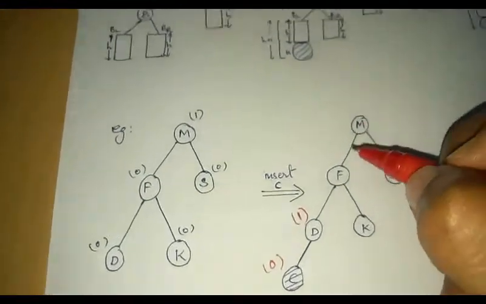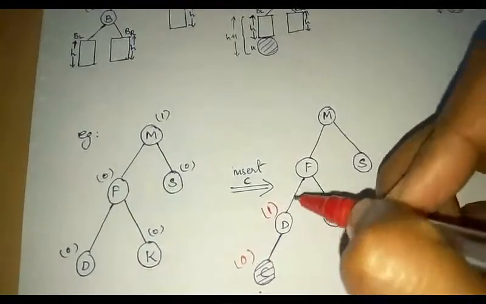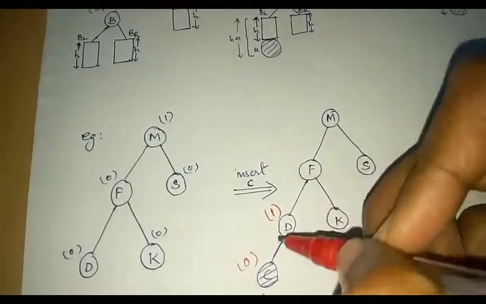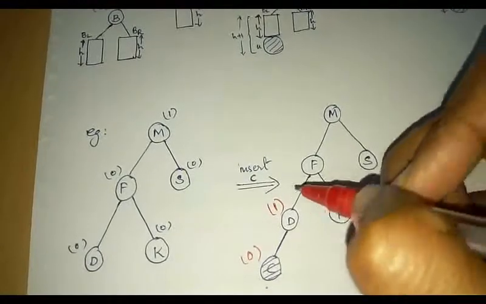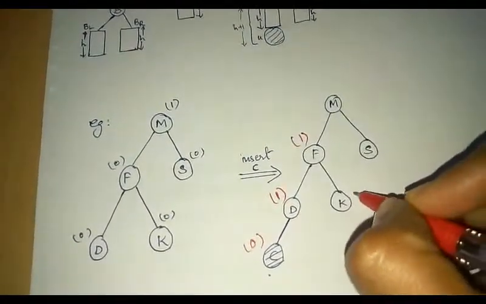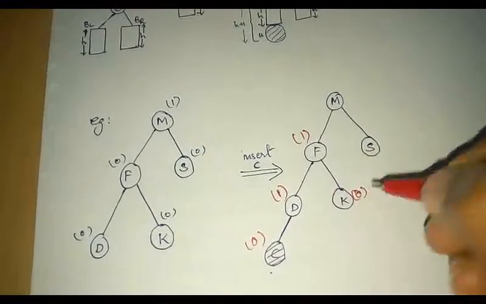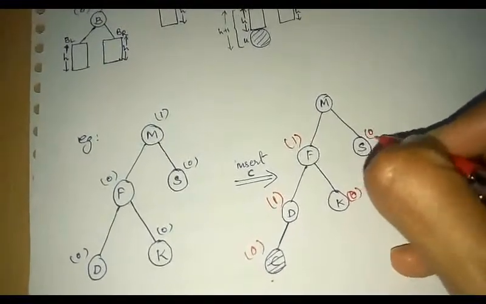Now the height of F. Here to the left there are two edges, that is, the height of the left subtree of F is 2 and the height of the right is 1. So 2 minus 1, it is 1. And the balancing factor of K is 0, since it does not have any subtrees. The same is for S, since it does not have any subtrees.